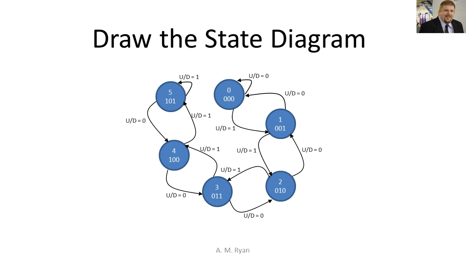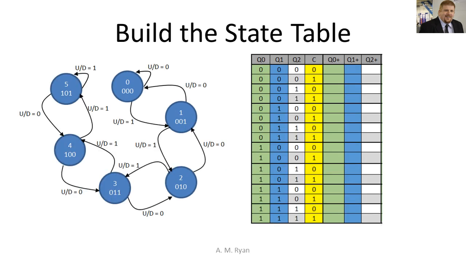They're very straightforward. They're just designed to give us a graphical impression of what our system is doing. Okay. So once we've got the diagram, being logical and being electronic engineers, we draw ourselves a truth table. So we draw the state table. And from the state diagram, we're going to build the state table.